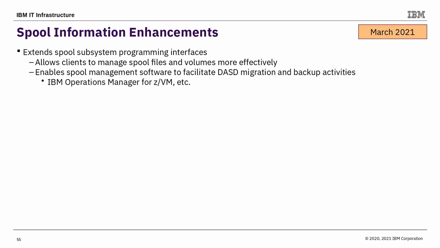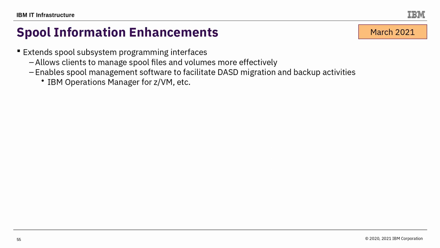Spool information enhancement. This doesn't directly help you with ordinary commands as much, but it improves the API so that software written to use spool can get more information. And one of those pieces of information is, okay, I've got a whole bunch of spool volumes and I've got some spool files here. Which volumes does this spool file live on? That can be a pain when you're doing DASD migrations in order to try and figure out which volumes are in use and which volumes aren't, and all the rest of it.